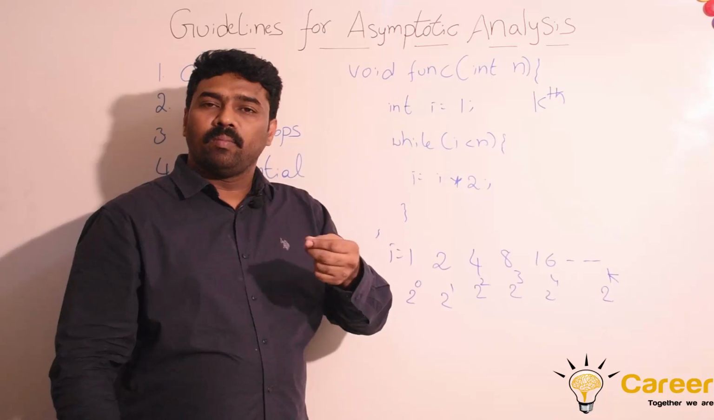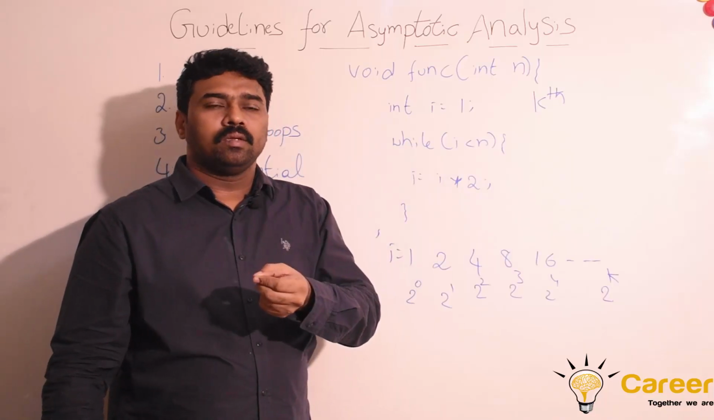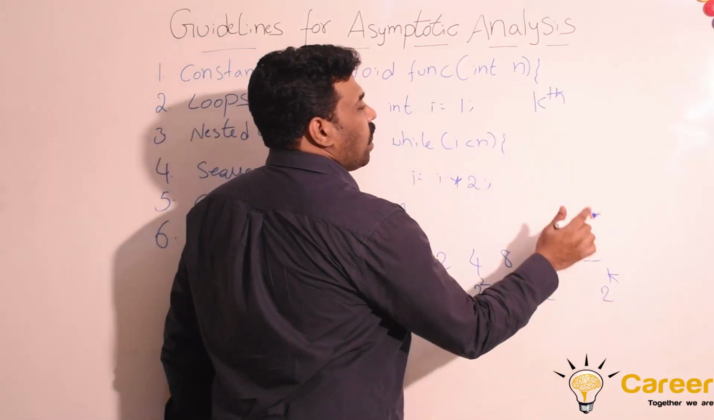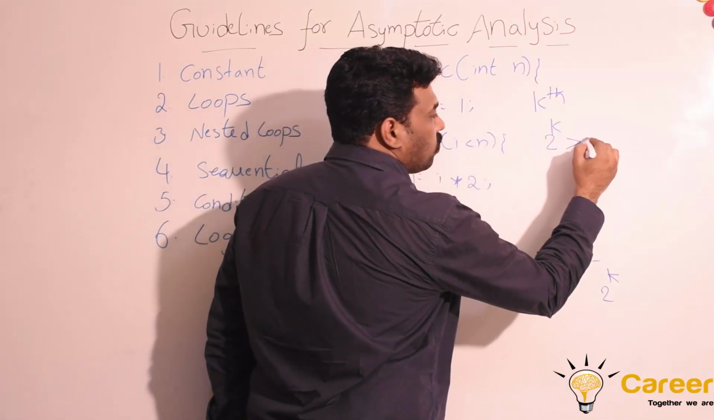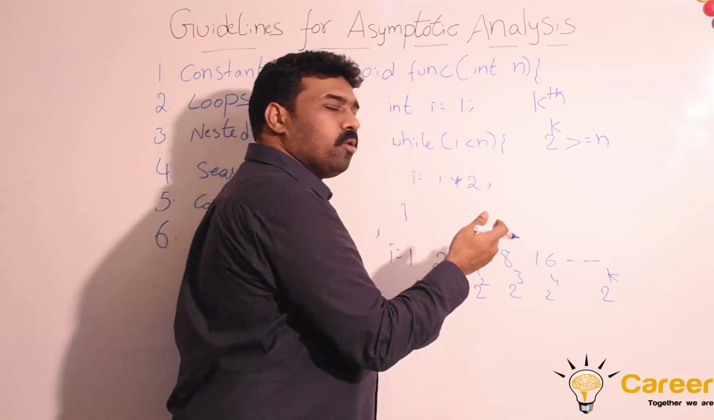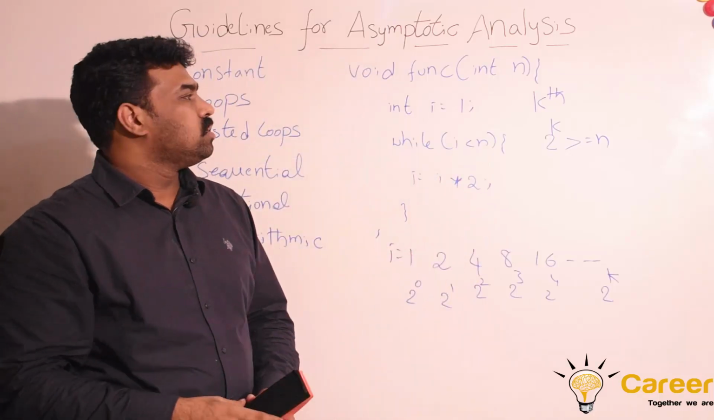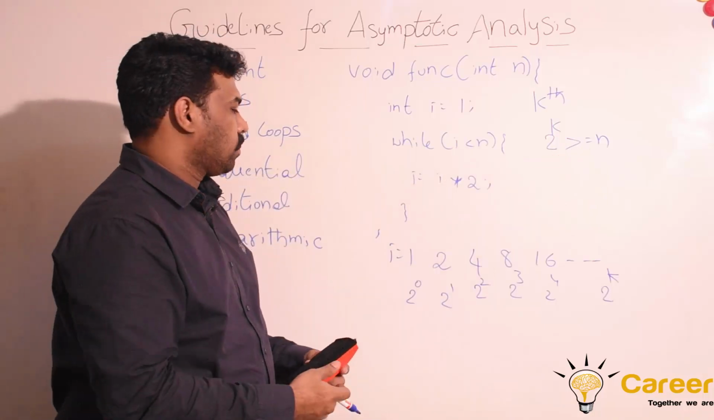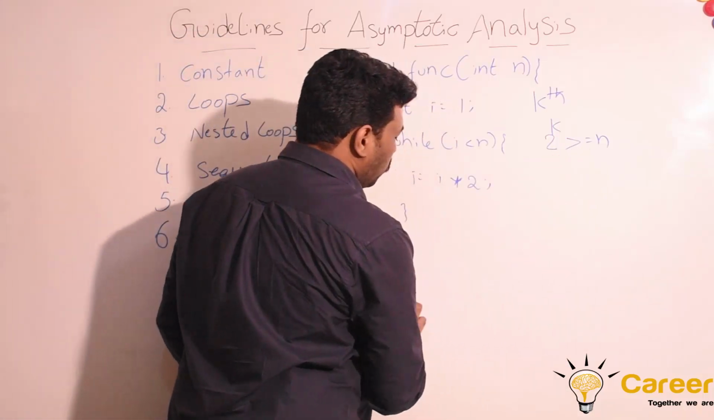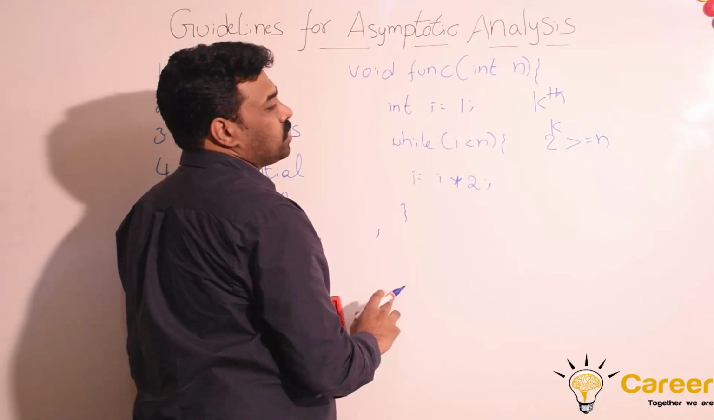Since we are assuming we are coming out of the loop at kth iteration, the value of I is 2 power k. If it is less than n, we will be still executing the while loop. Since we are coming out of the loop at kth iteration, it should be greater than or equal to n. So as soon as it is true, we are coming out of the loop.